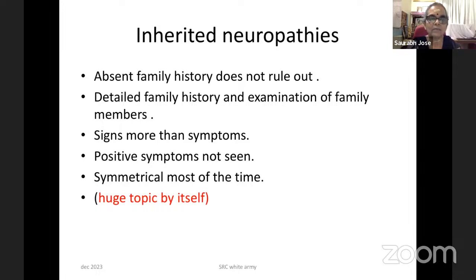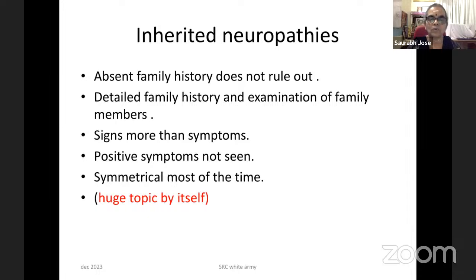In most of the inherited neuropathies, these people do not know what is normal at all because they are born with a disability, and they think that is the way everybody is. So they do not tell many complaints. But when you examine, you will find a lot of signs, but symptoms are less. So that is a clue. Family history may not be there; you have to examine the family members, and signs are more than symptoms.